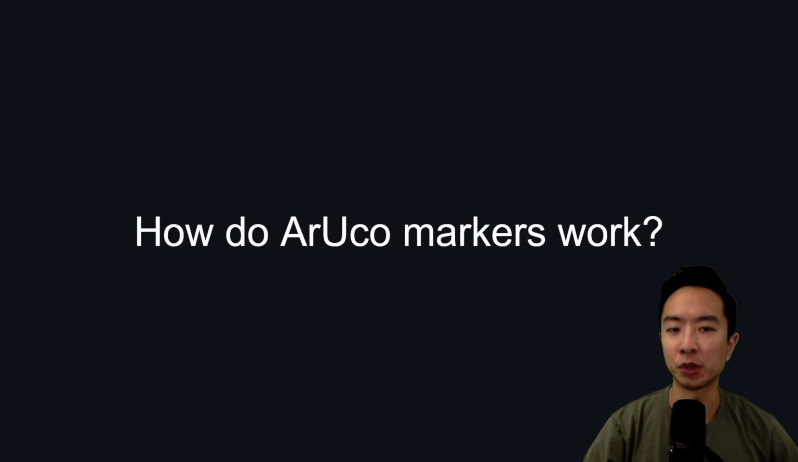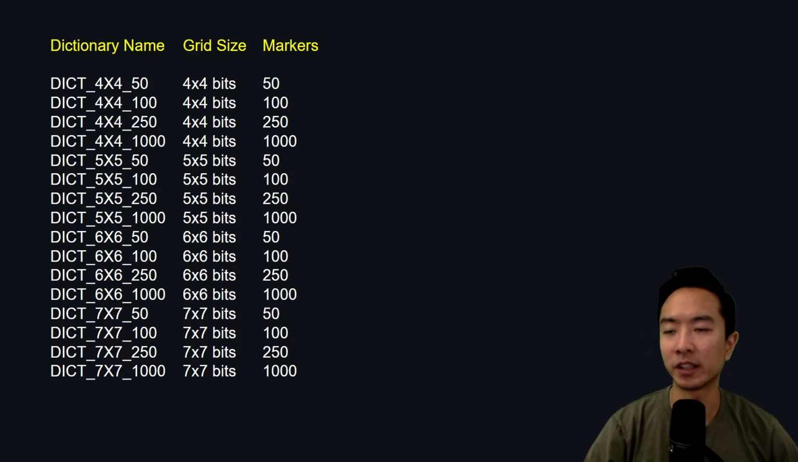So how do ArUco markers work? If we take a look at this, this is a list of the different types of dictionary names that are available. There's 3 columns: dictionary name, grid size, and marker. So there's a bunch of different types. And you can see that here there's a range of bits from 4x4 all the way up to 7x7. And the markers, they go from 50 all the way up to 1,000.